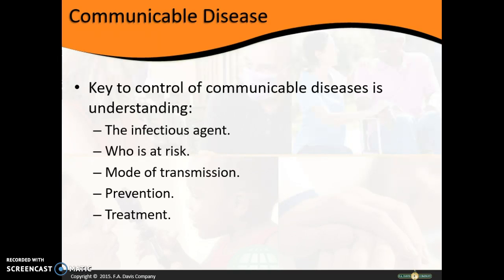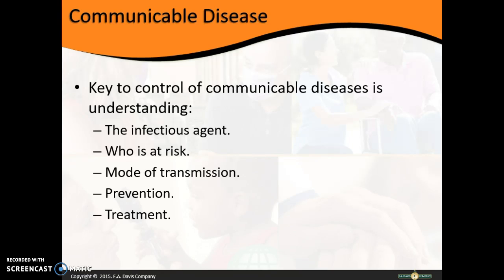Also knowing the actual mode of transmission, because in prevention and protective type isolation situations, it's all well and good if you've got all the gear, but if you're using the wrong gear because you're not understanding the mode of transmission, then you may have some things that you're using, but it may not be the effective thing to halt the transmission.